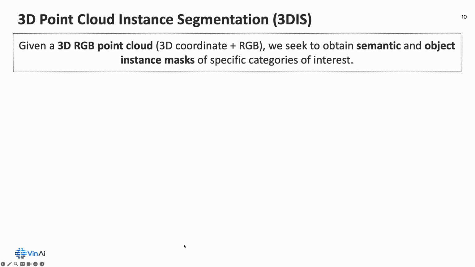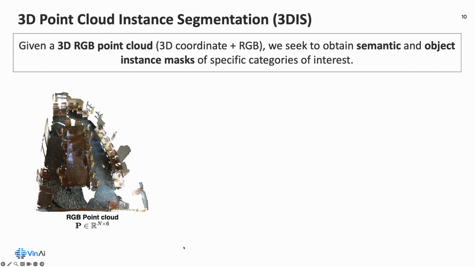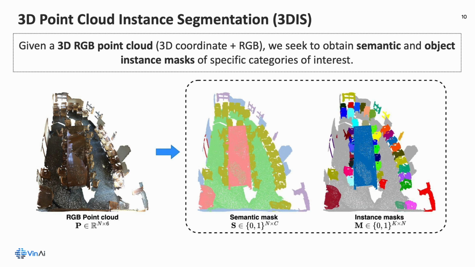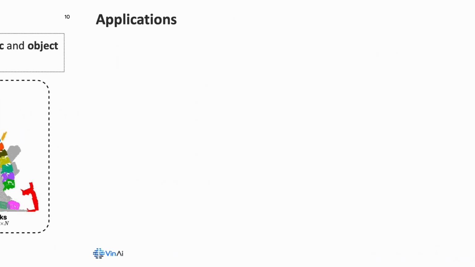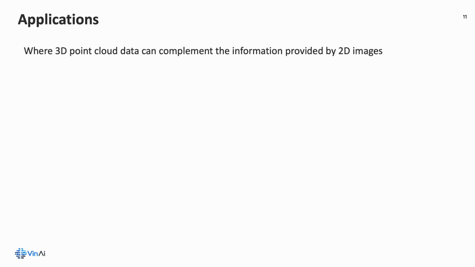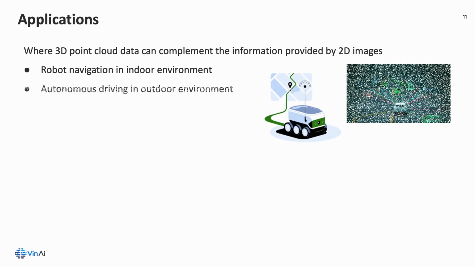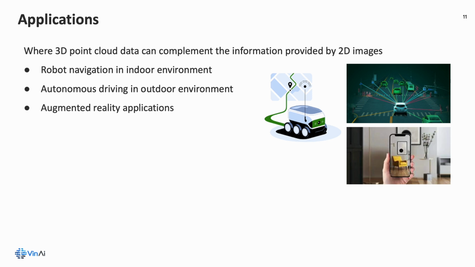First, in the 3D point cloud instance segmentation task, given a 3D RGB point cloud, 3D coordinate plus RGB, we seek to obtain semantic and object instance masks of specific categories of interest. An example is illustrated in the figure below. We want to segment all instances of class chair and table in this point cloud. This task has a wide range of applications, especially where 3D point cloud data are the main source of input signal or complement the information provided by 2D images, including robot navigation, autonomous driving, and augmented reality applications.